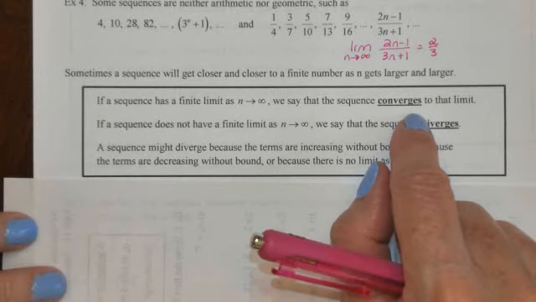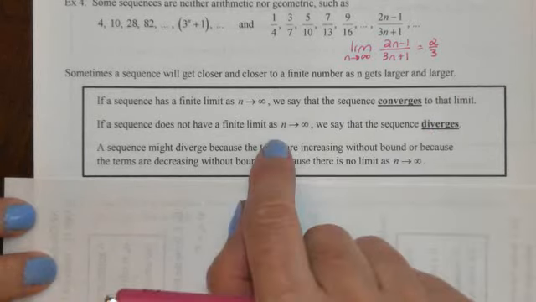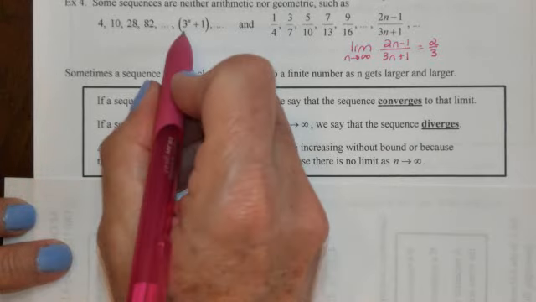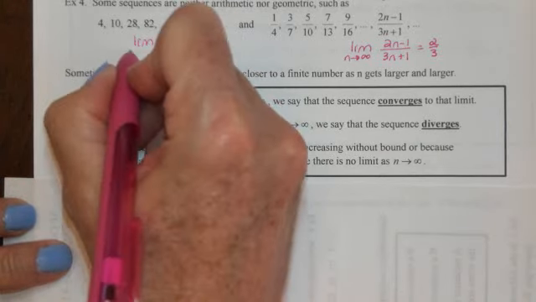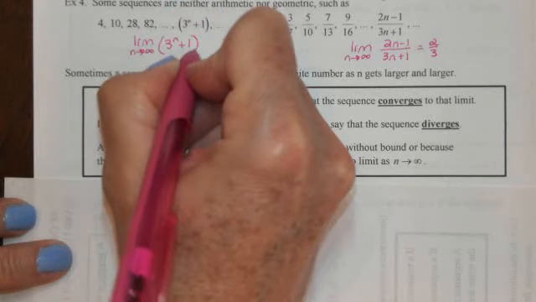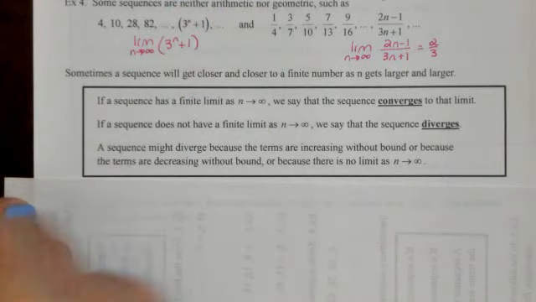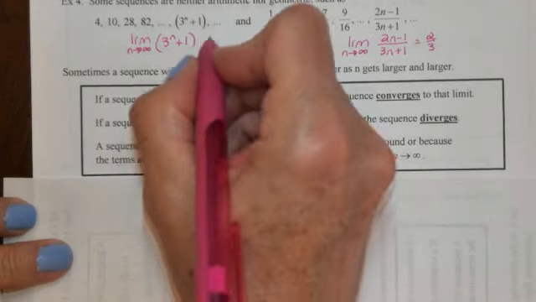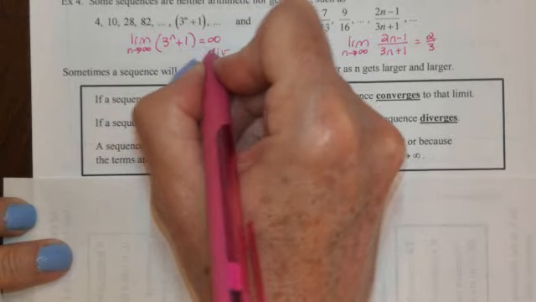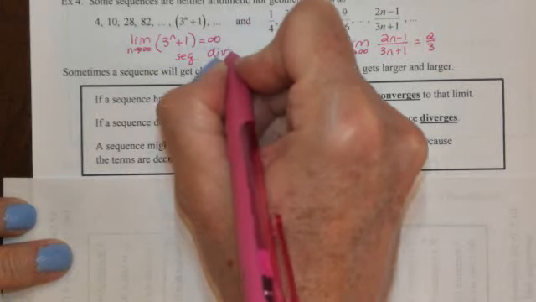If the sequence does not have a finite limit as n goes to infinity, we say that the sequence diverges. In this one, the limit as n goes to infinity, if we let n go to infinity, this just goes to infinity, doesn't it? So we say that the sequence diverges.